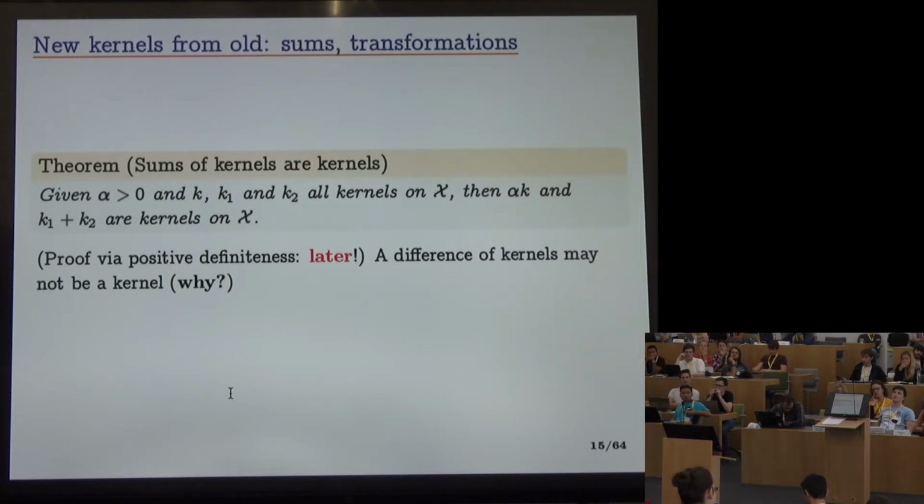Can anyone guess why? Yep. Because you have a kernel matrix, right? And it's actually the Gram matrix. It's a scalar product between this feature space. Yep. And when you take the difference, you can violate this positive definiteness. Yep. No, that is correct. So the difference of two kernels means that your kernel matrix might not be positive definite.